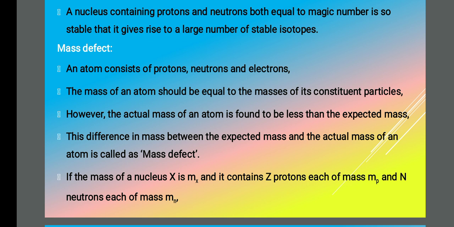Is it clear? So the actual mass of an atom is found to be less than the expected mass. நமக்கு தேவை வர வேண்டிய மாஸை விட ஒரிஜினல் மாஸ் வந்து குறைவாக தான் இருக்கும். ஏன் குறைவாக இருக்குன்னா, the difference in mass between the expected mass and the actual mass of an atom is called as mass defect. I'll repeat.